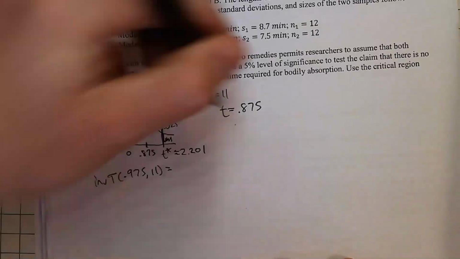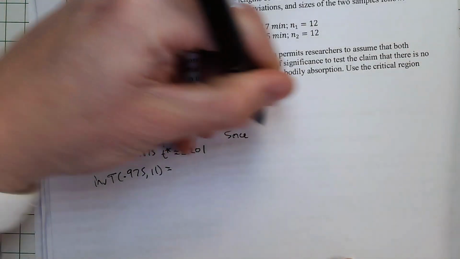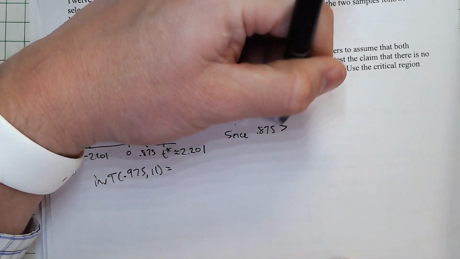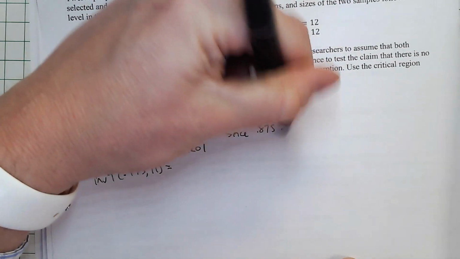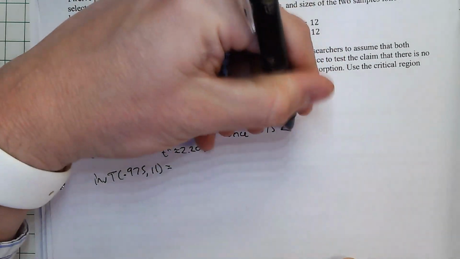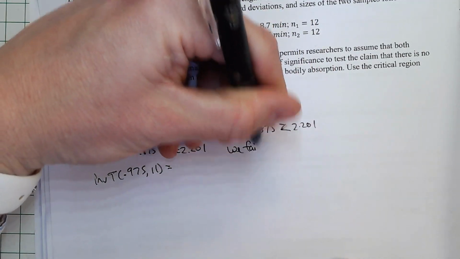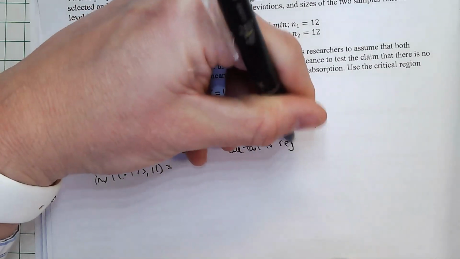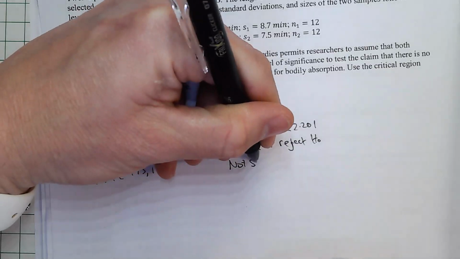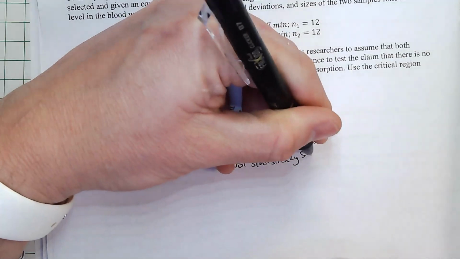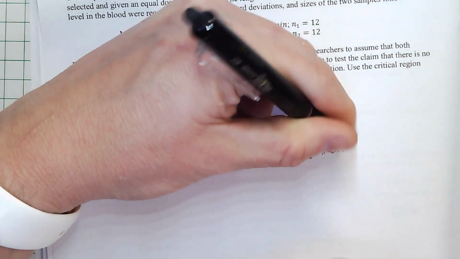So therefore, since 0.875 is less than 2.201, we fail to reject because it does not dip into the rejection region. Fail to reject H0, which means it's not statistically significant, and it means we have insufficient evidence.